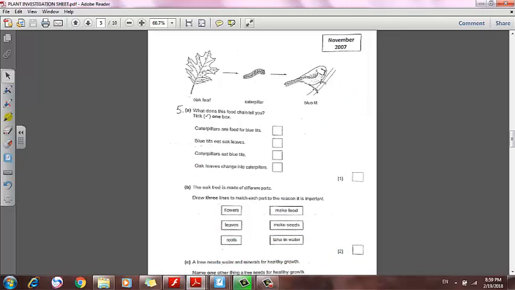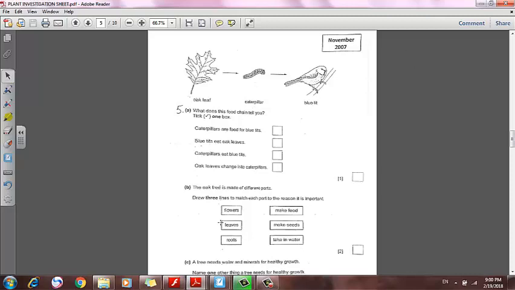Oak leaves eaten by caterpillar. Caterpillar eaten by blue tit. What does this food chain tell you? Take one box, only one. Caterpillars are food for blue tits. Blue tits eat oak leaves? No. Caterpillar eats blue tit? No. Oak leaf changes to caterpillar? No. So caterpillars are food for blue tits.